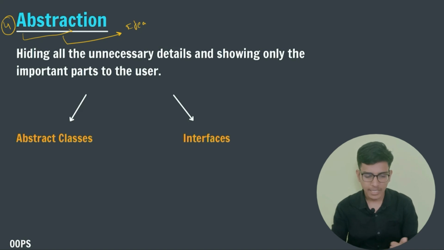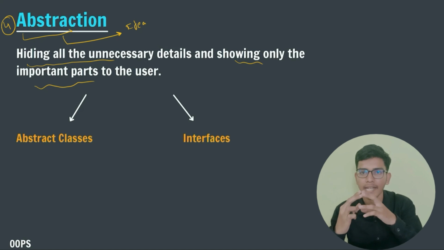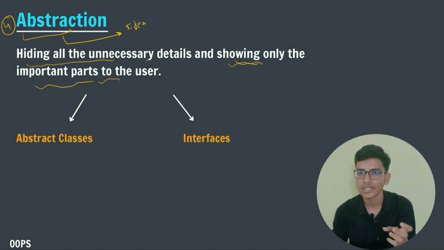So the meaning of abstraction in computer science is hiding unnecessary details and showing only the important part. This resembles encapsulation. In encapsulation, we are combining the methods and attributes, and we are hiding some data which is not necessary for our user. So in abstraction also we are doing the same thing. We are hiding the unnecessary data, but here we are also showing the important part that is necessary for our user.